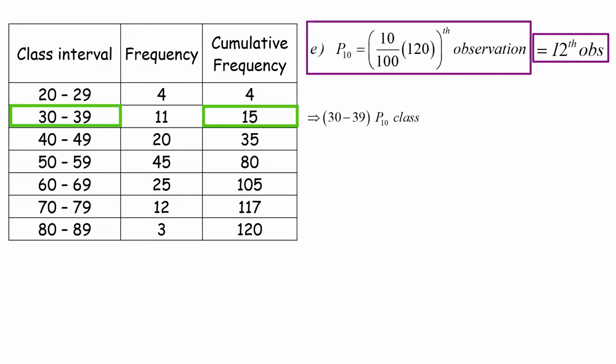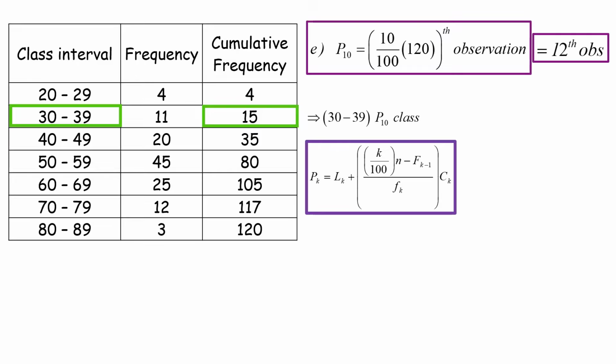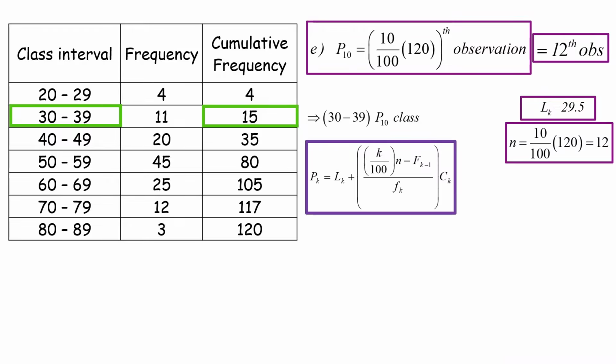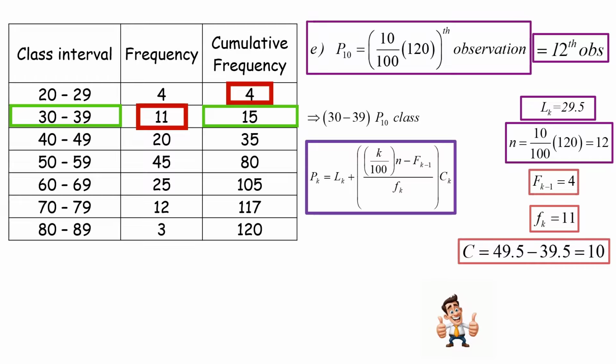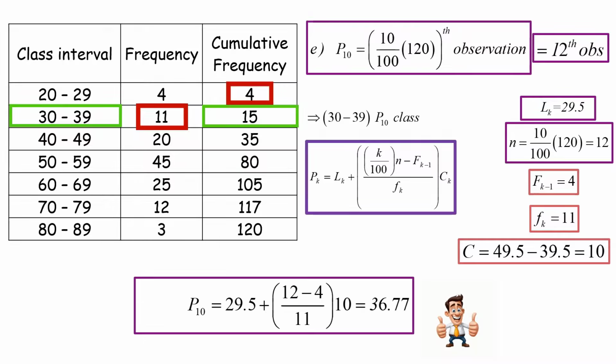Make sure to use the formula of percentile of a grouped data. We need to find the lower boundary of the P10 class. The lower boundary of P10 class is 29.5. The value of n is 12. Cumulative frequency before P10 class is 4. Frequency of the P10 class is 11. The value of C, the class width, is 10. Once we have all the values, we can key in the values into the formula of percentile. The value of P10 for this data is 36.77.